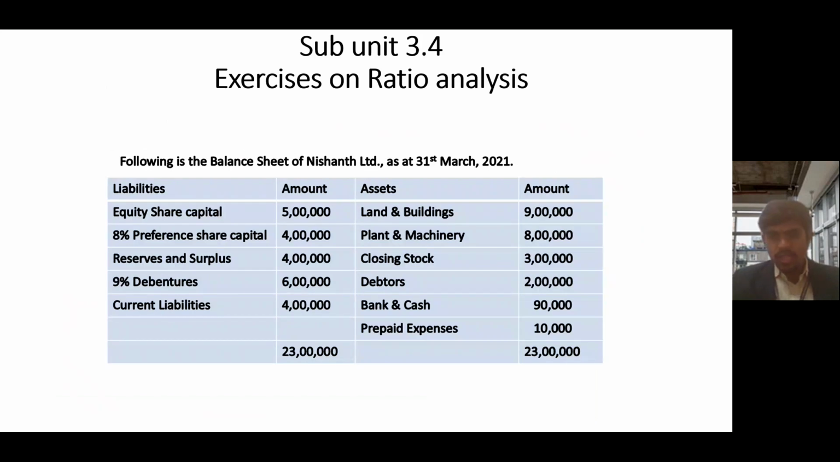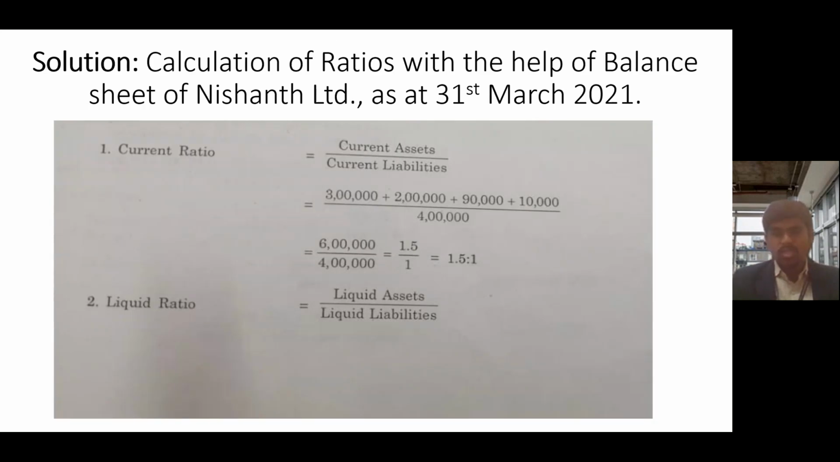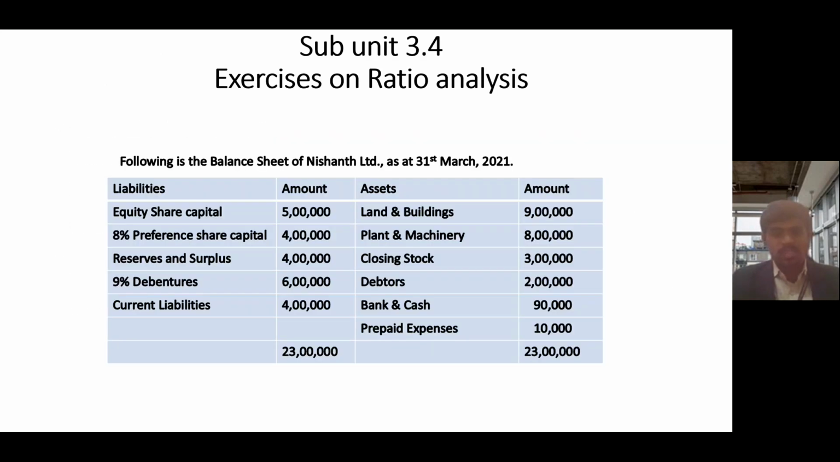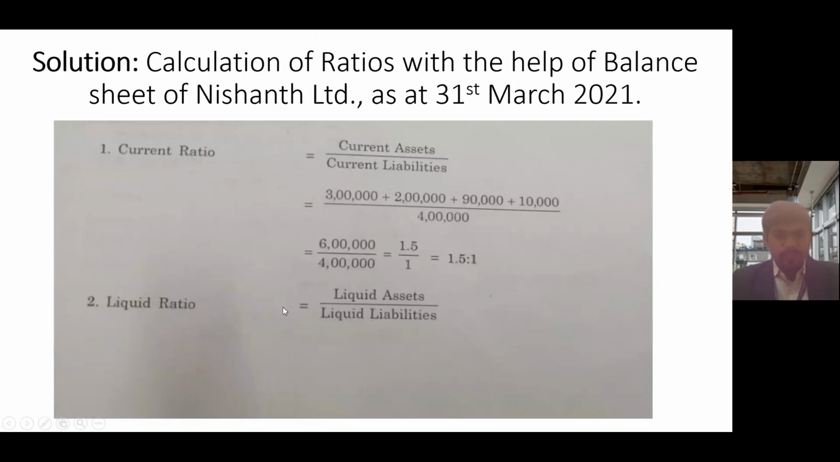The closing stock is a current asset, 3 lakh rupees. Debtors is 2 lakh rupees, which is also a current asset. Bank and cash is also a current asset, 90,000, and prepaid expenses are also 10,000. Altogether this becomes 6 lakhs, divided by 4 lakh of current liabilities, which are given here. You can see this is the current liability.